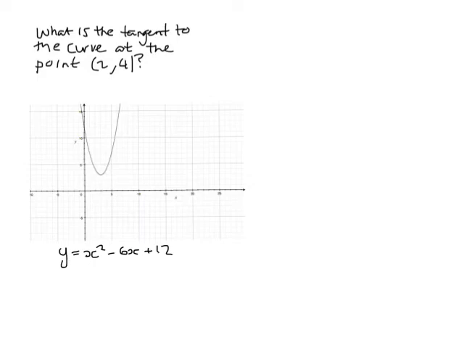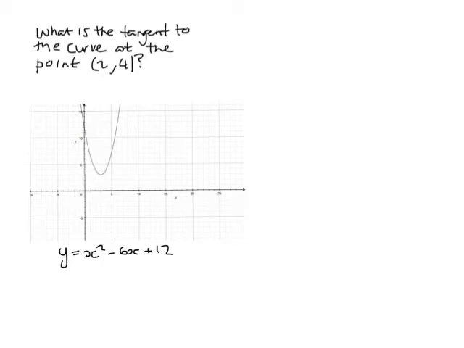So here we've got a question where we've got the graph of y equals x squared minus 6x plus 12, and we're asked what is the tangent to the curve at the point 2, 4. So the tangent to the curve at a point is a straight line that just touches the curve at that point. It just intersects it once at that point.